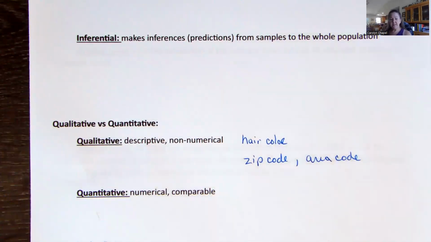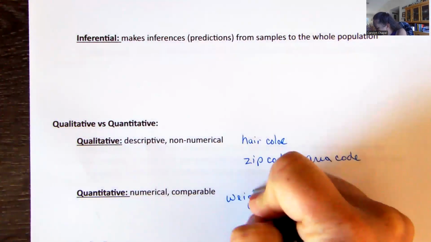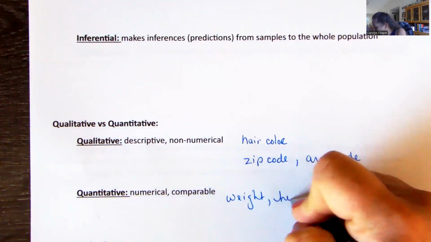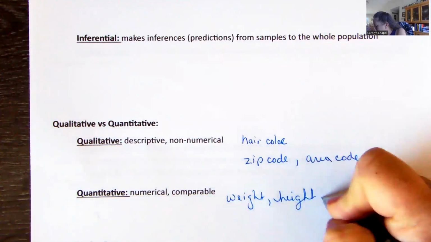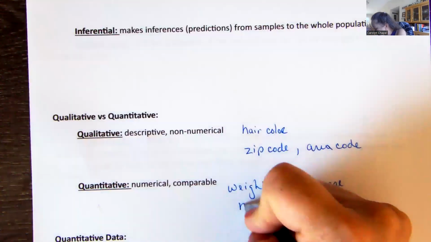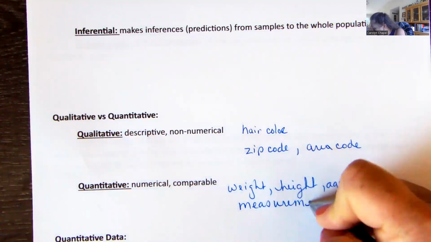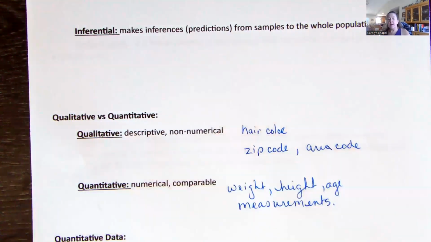Okay, quantitative is a true numerical value. So like our weight, our height, our age, those are all numerical measurements. So if I want to think about it, measurements is a good word to put in here. So some sort of numerical measurement.